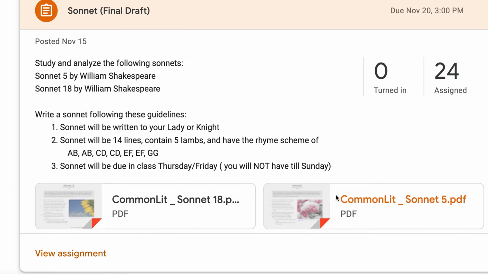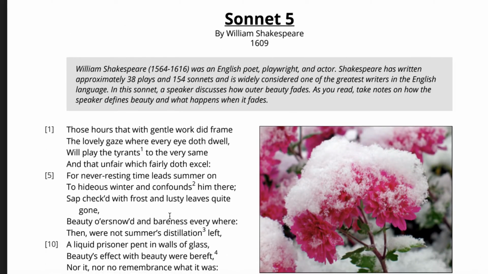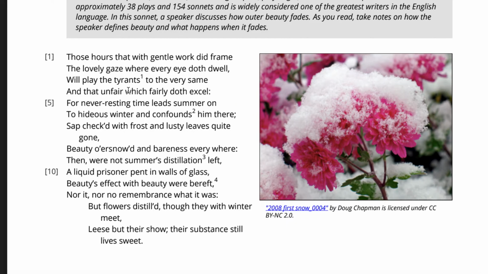Now, very quickly, I'm going to open sonnet number 5. I gave you 2 sonnets to look at as a pattern. This is sonnet number 5, written by William Shakespeare in 1609. I want to very quickly go through this. If you will notice, there are 10 syllables, and if you count them out, please count them with me as I say it. Those hours that with gentle work did frame. Okay, if you counted as I said those words very slowly, that first line had 10 syllables.